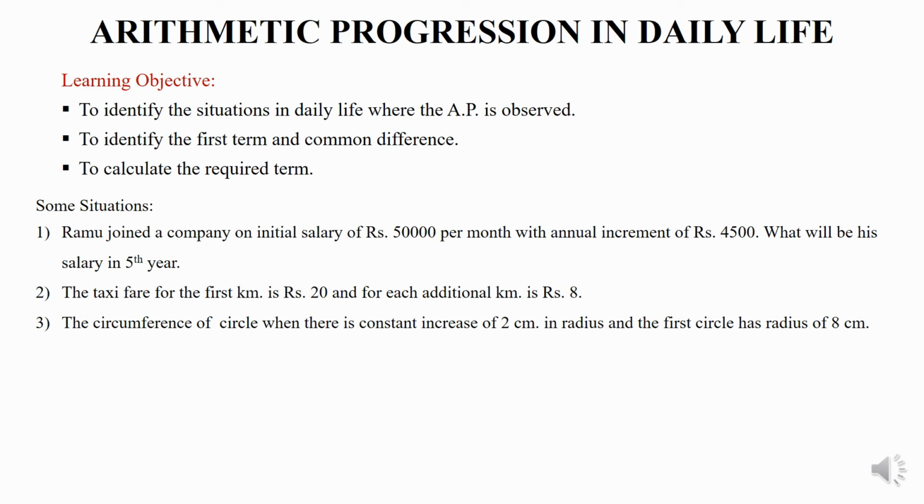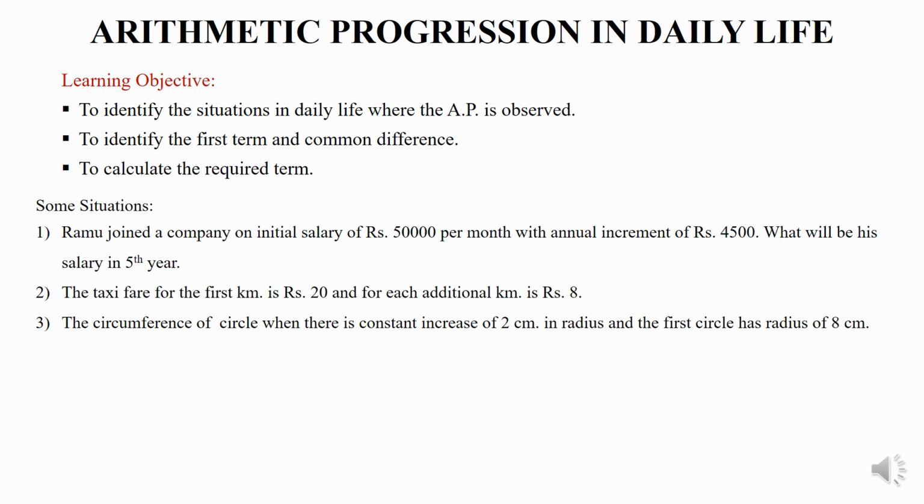Coming to the next circle, the third circle radius. First circle radius is 8, second circle radius is 10, third circle radius is 10 plus 2, which is nothing but 12 centimeters. What can be the circumference of the circle of radius 12 centimeters? It is nothing but 2 pi into 12, which is how much? 24 pi centimeters.